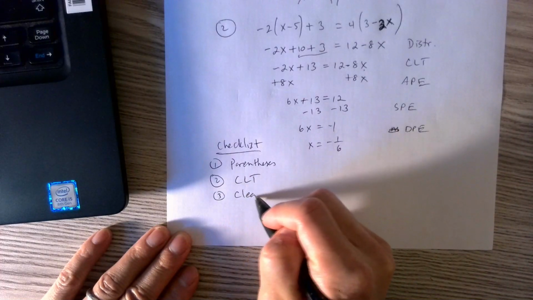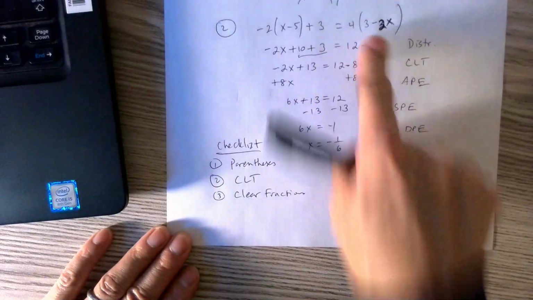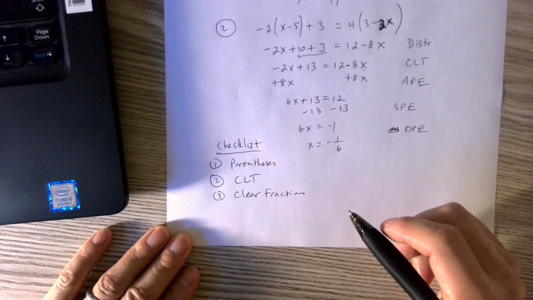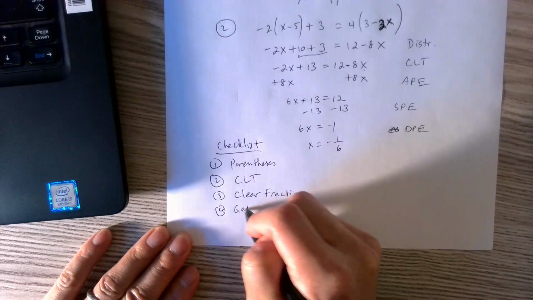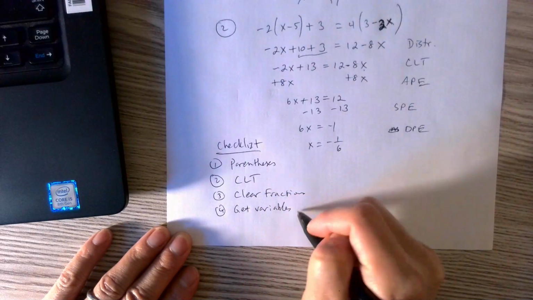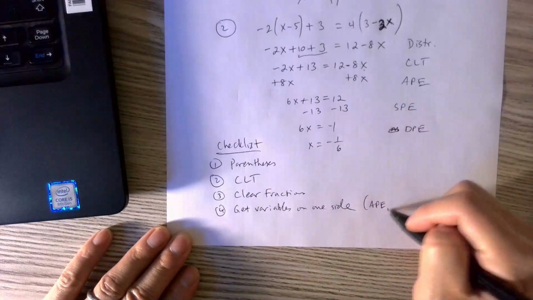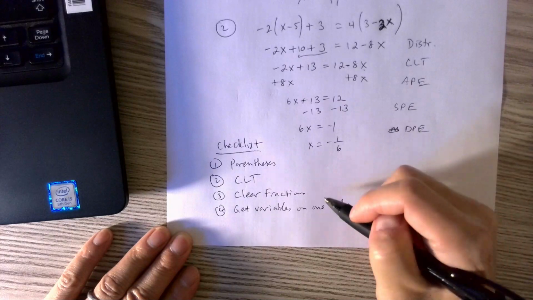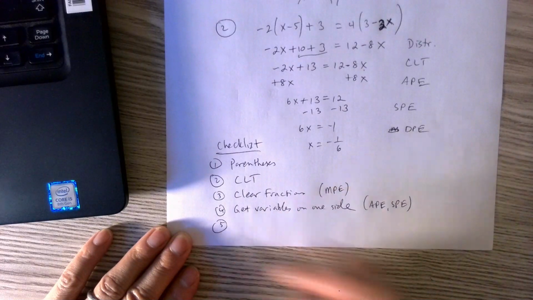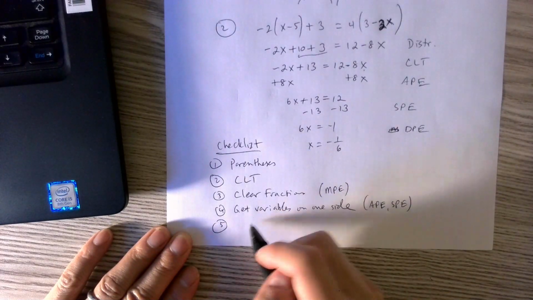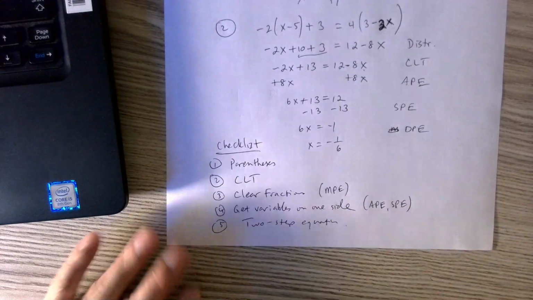And then I clear fractions if there are any fractions. There weren't any in this case, but this is the third thing I look for. And then I get variables on one side, using APE or SPE. Clearing fractions is MPE. And then after the variables are on one side, I should have a simple two-step equation to finish it off.